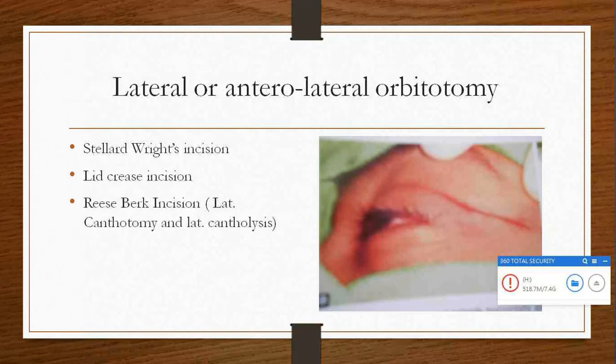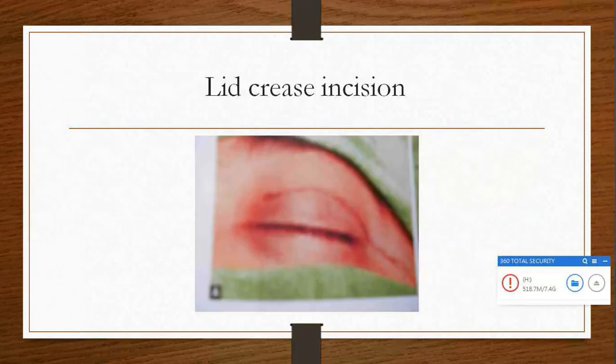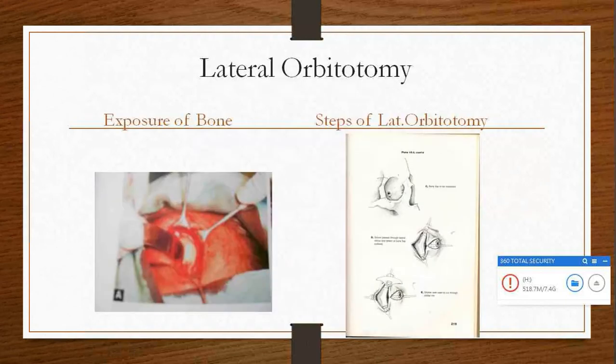Reisberg incision is a very small incision, but you need experts to retract and show you the tumor. The lid crease incision, the same tumor can be removed by lid crease incision. So these are the steps of lateral orbitotomy.